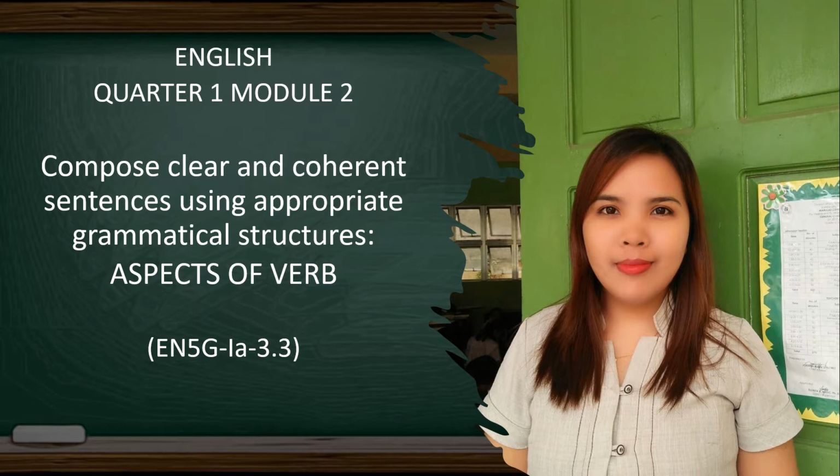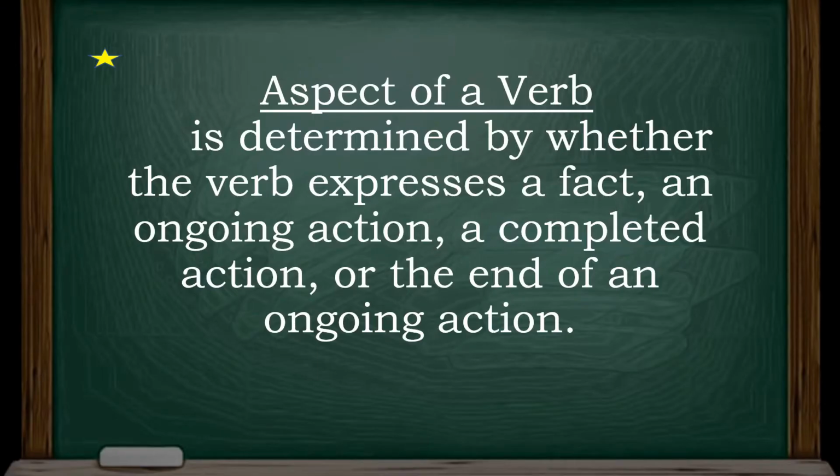We will learn how to compose clear and coherent sentences using appropriate grammatical structures, specifically aspects of verb. Verbs are crucial to expressing a sentence's meaning, so it is important for us to use them correctly. And take note, every sentence needs a verb. So a verb expresses an action. It could also describe an event or establish a state of being.